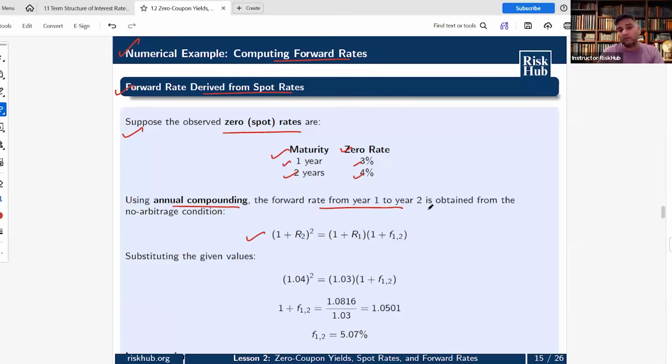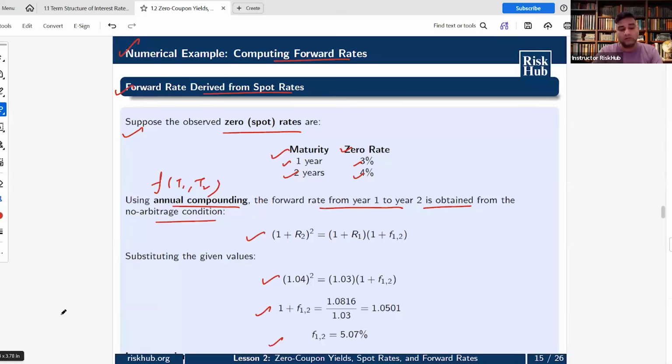The forward rate from year 1 to year 2 is obtained from the no-arbitrage condition. F12 is the forward rate from year 1 to year 2, written with a subscript instead of brackets. It is the same object as when we used to write F of T1, T2, right? On slide number 7, the left side is 2 years of growth at the 2 year rate, the right side is 1 year at the 1 year rate followed by 1 year at the forward rate. The exponent on the forward term is 1 because the second period is 1 year long. And then we calculate it, right?